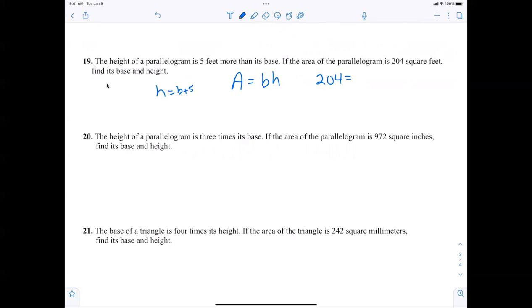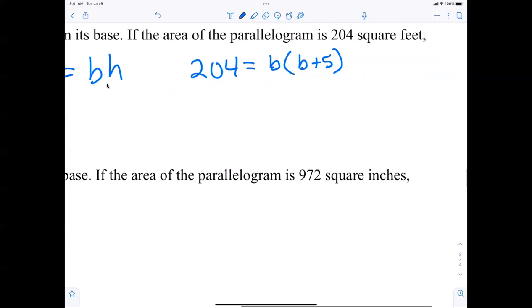So somebody used X's and somebody used B's. It doesn't matter which one you use. If you want to use B, it's going to be B times what? Is everybody okay with that? B times B plus 5. And now we have a quadratic. So B squared plus 5B minus 204 equals 0.